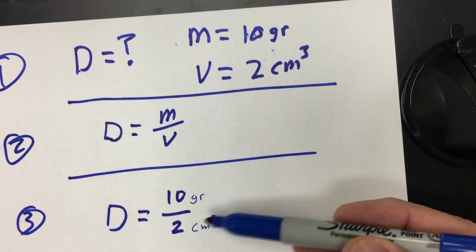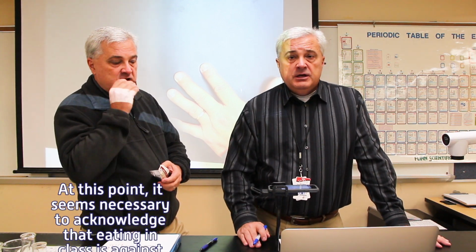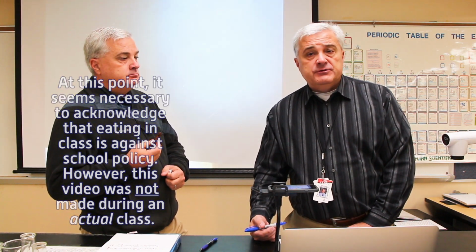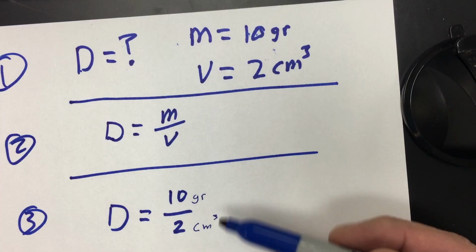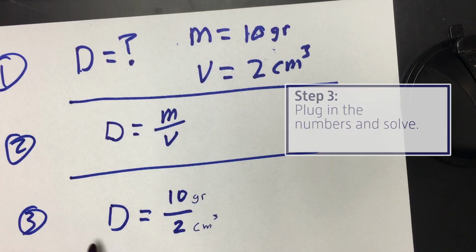Now here's a clue. If the grams and the centimeters are not the units of density, then I've done something wrong. I've started off wrong. But grams per centimeter cubed are the units of density. So by writing the units in, I'm getting a little check before I get started. Now, mathematically, you can punch this in your calculator. All we have to do in this case is divide. So step 3, plug in the numbers and solve.